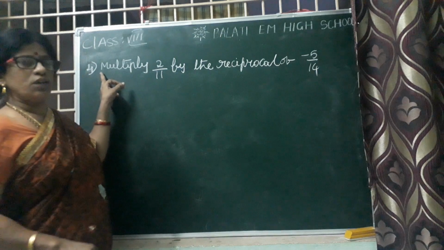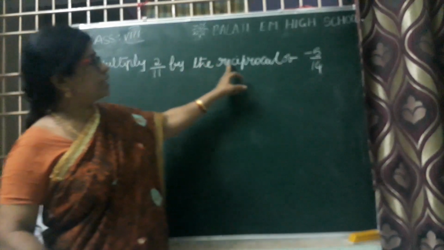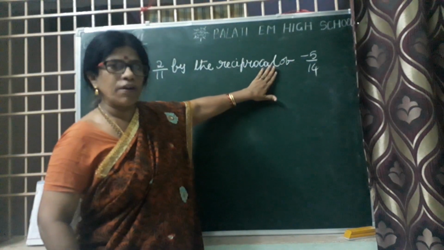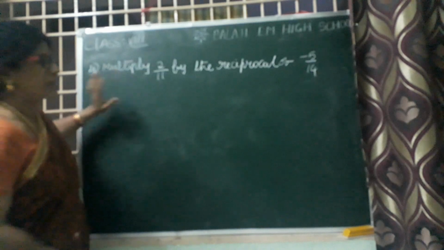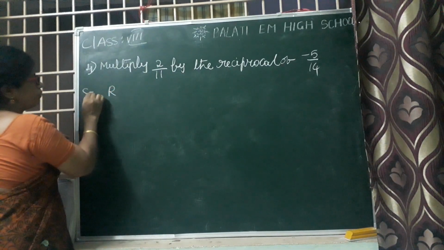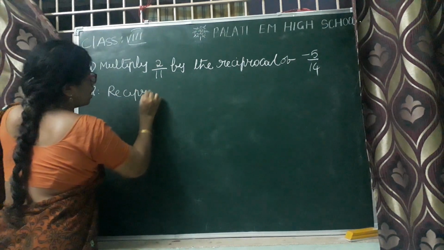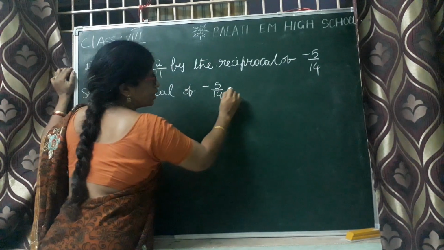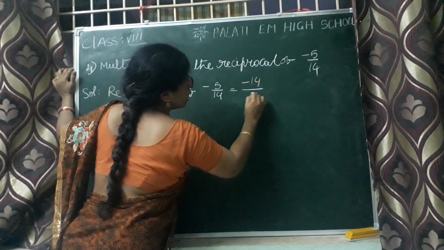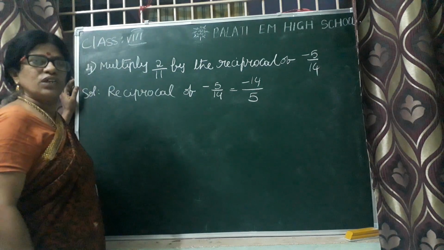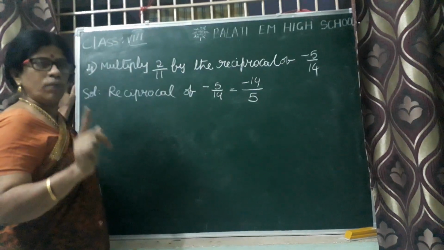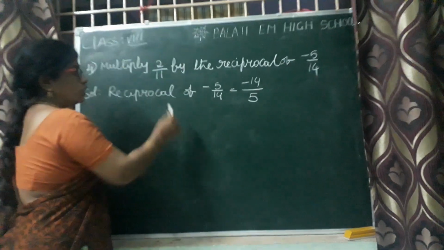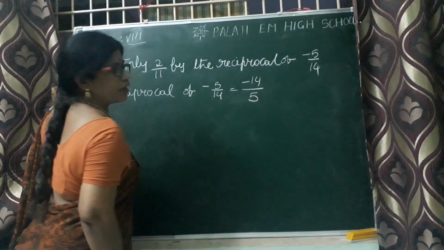Once again I am reading the question. Multiply 2 by 11 by the reciprocal of minus 5 by 14. So first we will write the reciprocal of minus 5 by 14 and then multiply with it. So here we will write the solution. Reciprocal of minus 5 by 14, you already know, is equal to minus 14 by 5. The sign will not be changed, only the numbers: the numerator becomes the denominator and the denominator becomes the numerator to write the reciprocal of it. So the reciprocal of minus 5 by 14 is equal to minus 14 by 5.